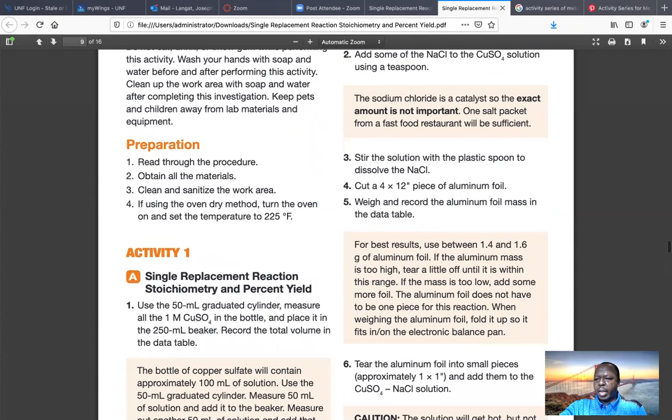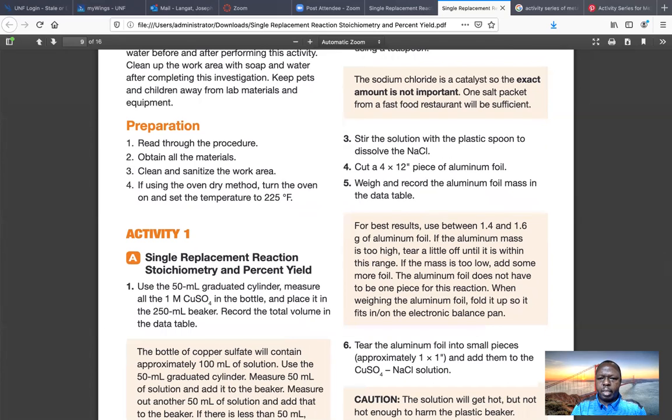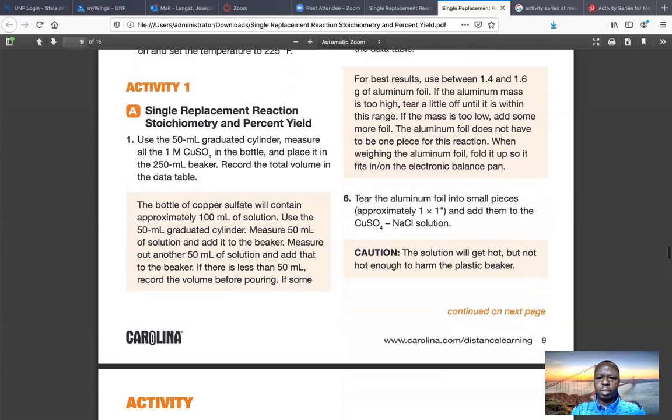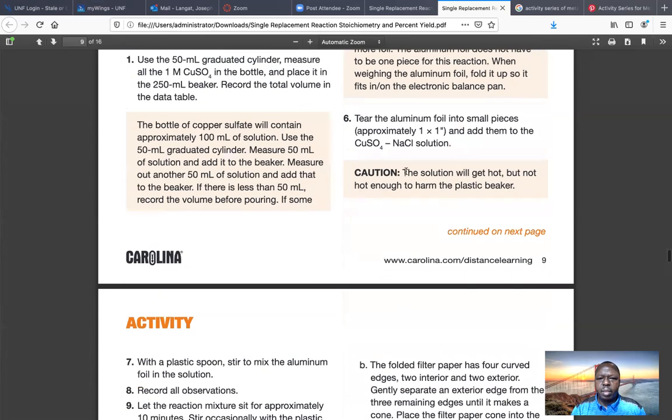Once you have that, assuming that you have measured this, you'll have to cut into small pieces without losing any piece. I'm just gonna cut that. You may not see that into small pieces in such a way that you increase the surface area and add in there. The reaction will be exothermic. It will be warm, not hot, all right? Not hot enough to burn the plastic.